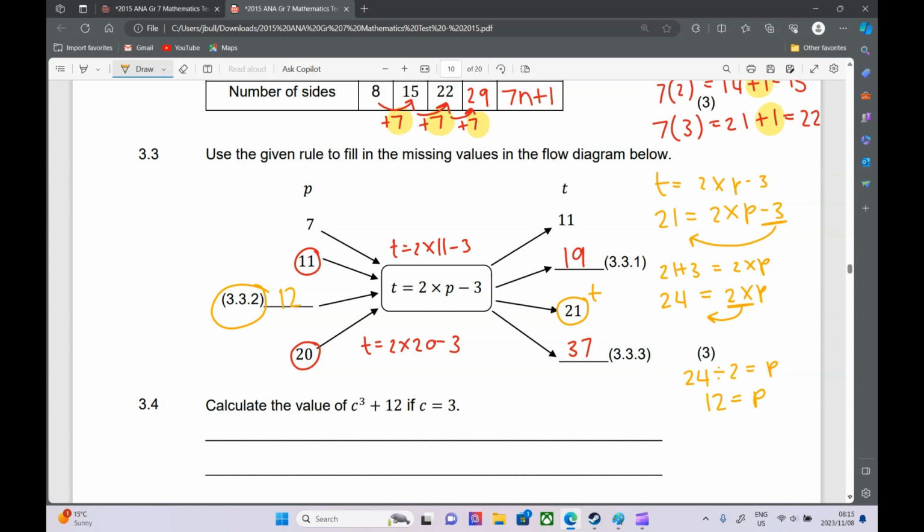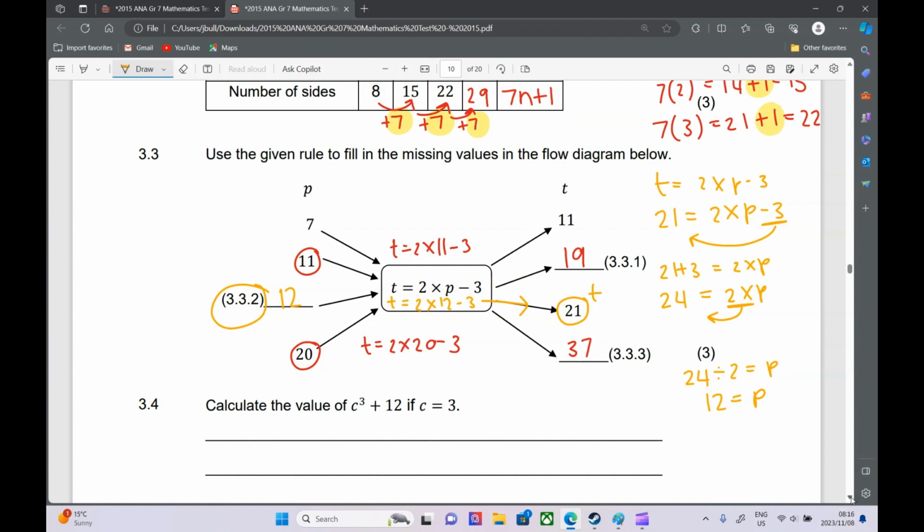You can check yourself then. So you could just play it and just try test numbers. So you could just plug numbers into this formula and see which one gives you 21 as the answer. Okay, so in this case, we can see that T, 2 times 12 minus 3, will give us 21.